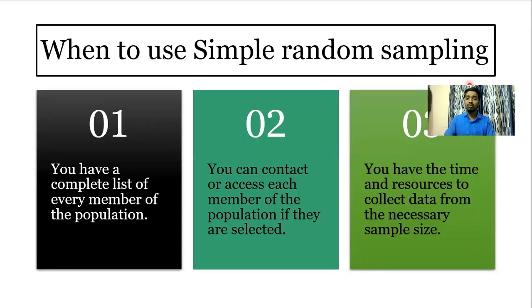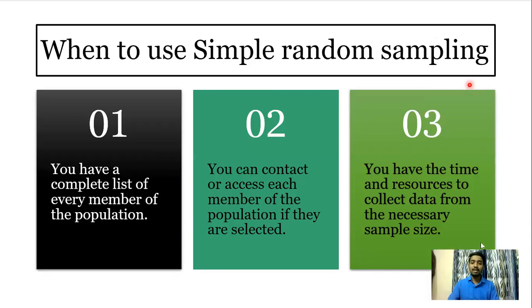Next, when to use simple random sampling. The first one is you have to have a complete list of every member of the population. You should have a complete database of the population, whomever you are selecting, with complete contact information, so you can access the selected members of the population and collect the data from them.